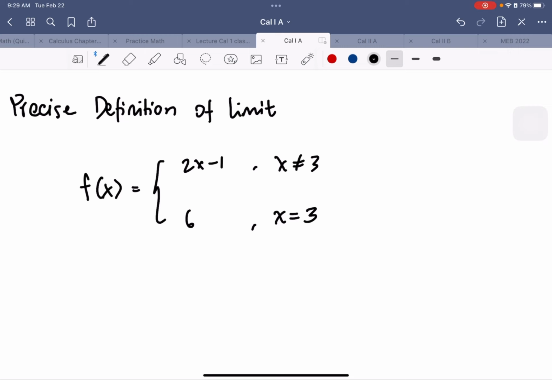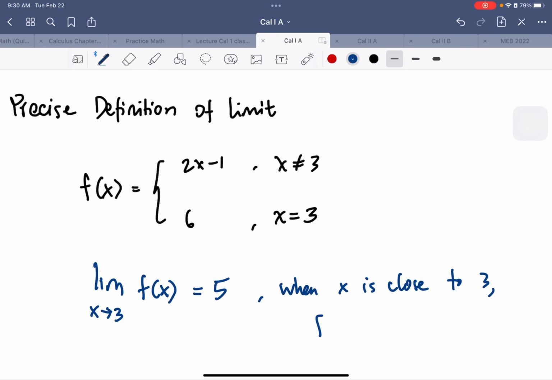Okay, intuitively, when we draw the graph and look at the numbers and we consider the limit, if we take the limit as x approaches 3 of our function, that will result in 5, right? So when x is close to 3, f of x is close to 5. That's how we understand the limit, okay?